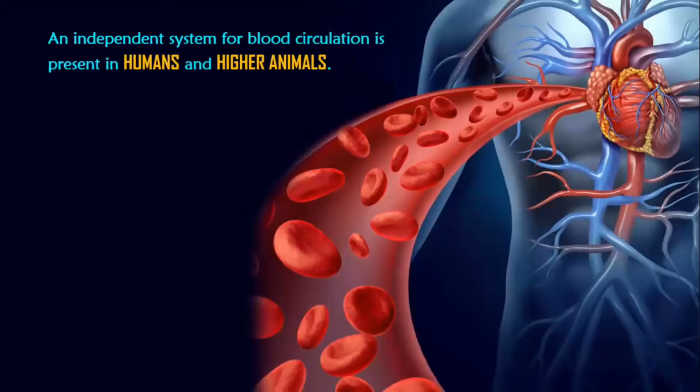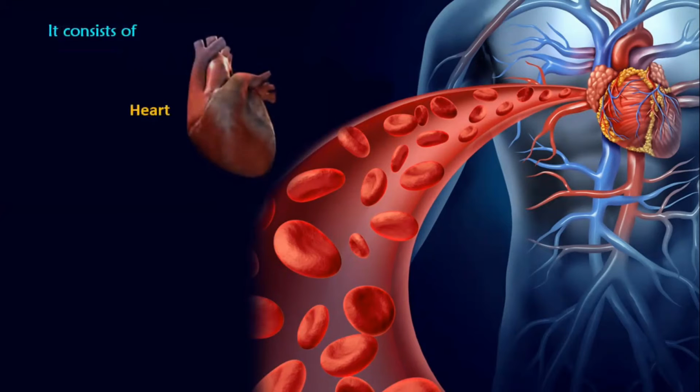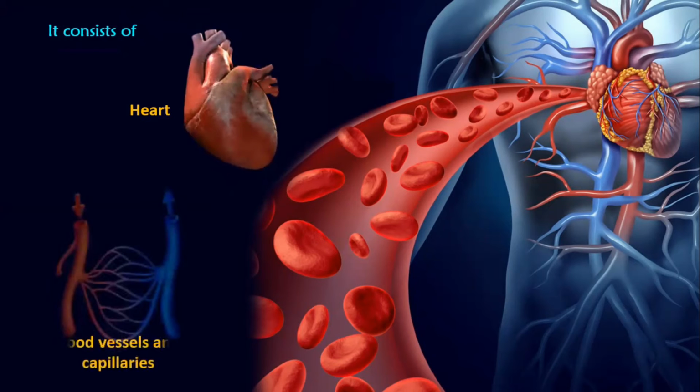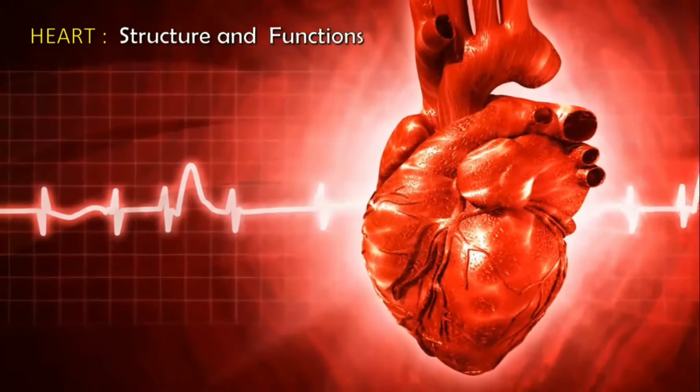Now, what is the meaning of higher animals? Higher animals are the bigger animals, okay, not the small animals. It consists of the heart. Now, this is present in humans as well as animals. Blood vessels and capillaries. Heart.